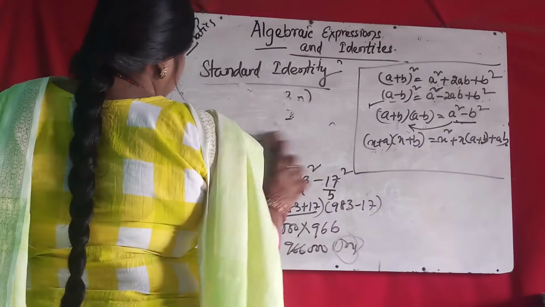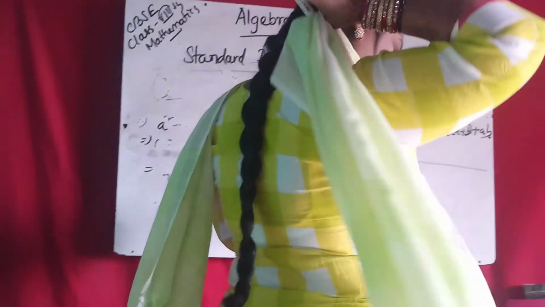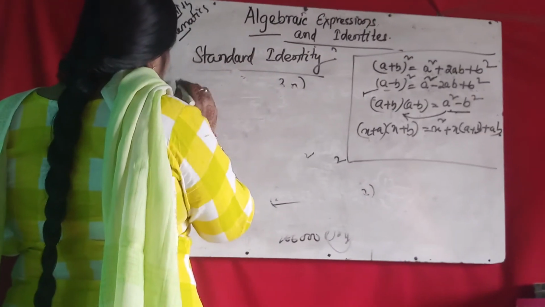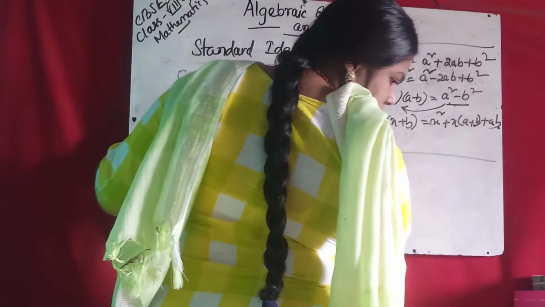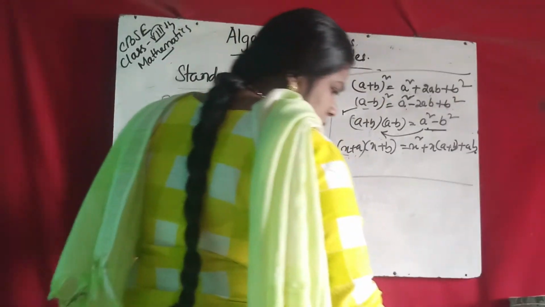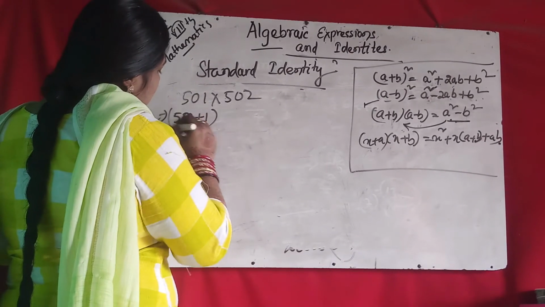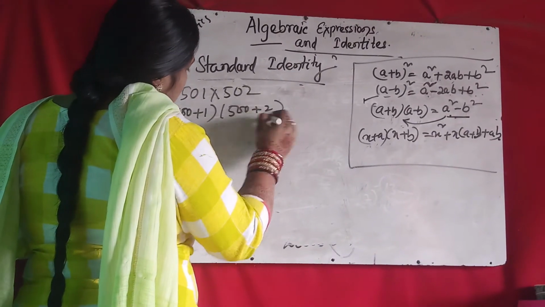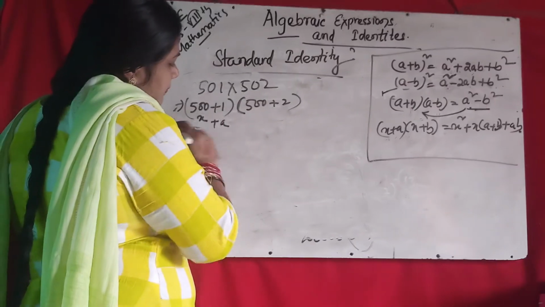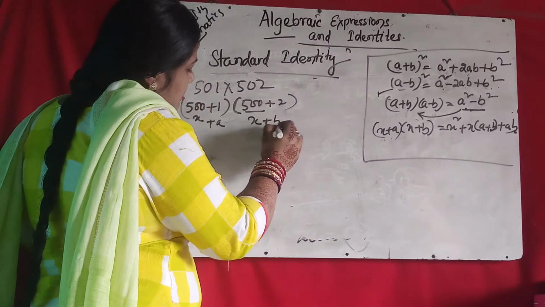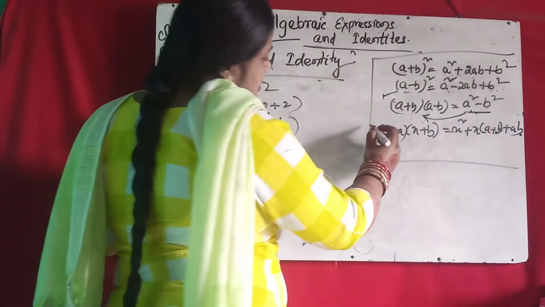Then another last formula. Suppose 501 into 502. Which formula is it? It is (500 + 1)(500 + 2). So which formula is it? Suppose it is x plus a, and again x plus b. It is the (x + a)(x + b) formula. This is the last one.